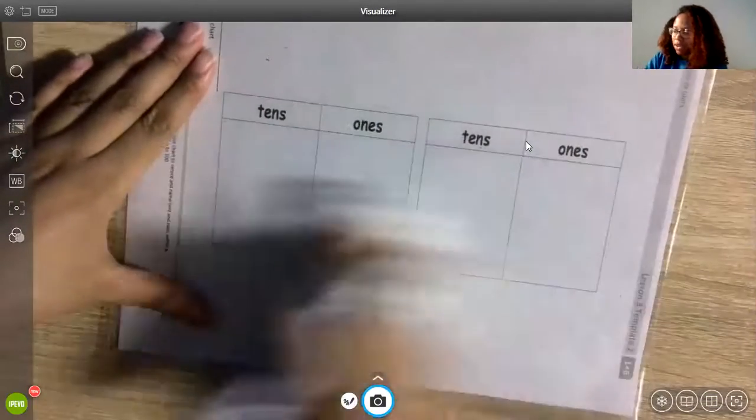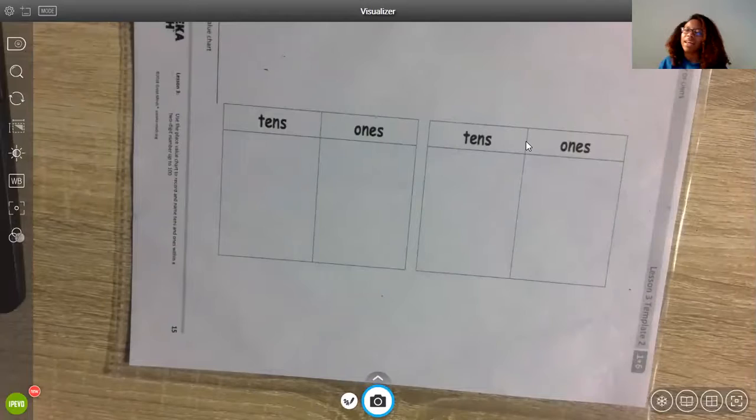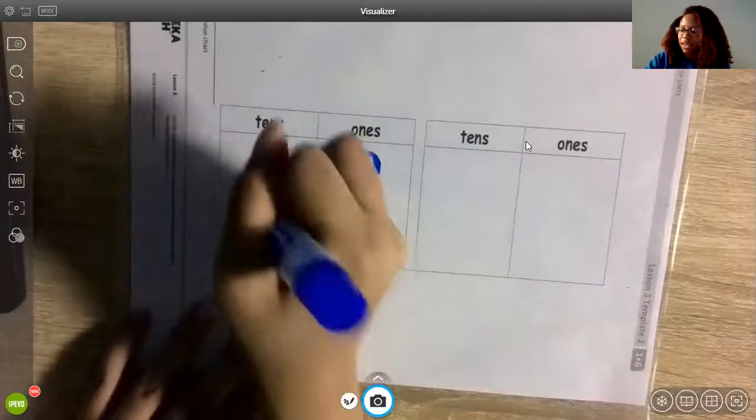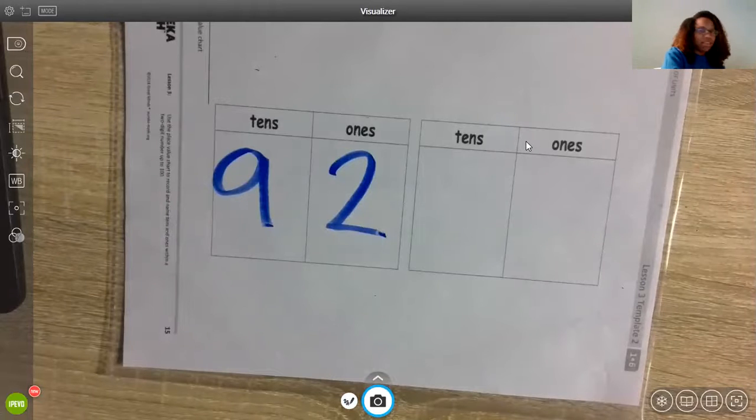Let's try one more together. I have 2 ones and 9 tens. What's my answer? It's 92 because I said I had 2 ones and 9 tens. All right, so that was a quick practice for us today.